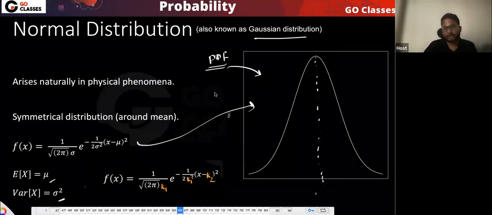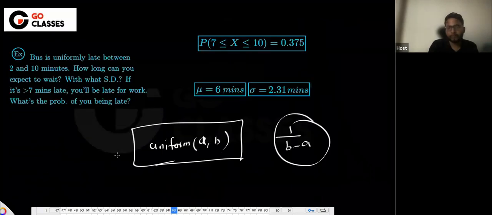In general, you should be able to get from this formula, plot, and everything. What are the required things here? K1 and K2. What are the required things here in case of uniform? A and B, right? And distribution. What are the required things in Bernoulli?